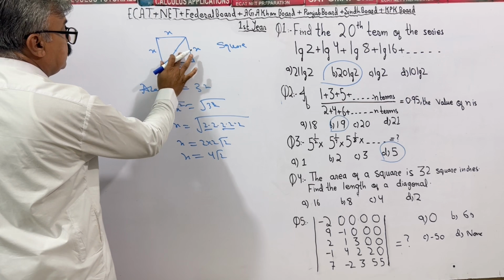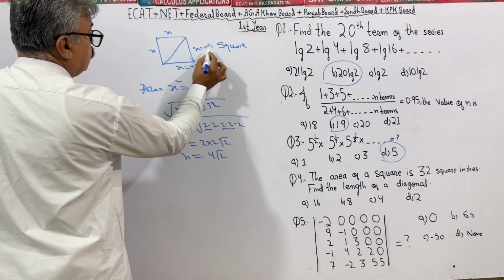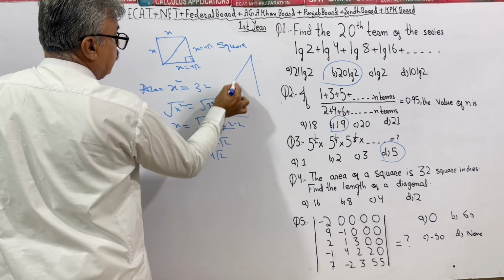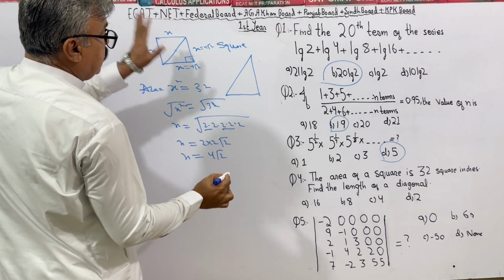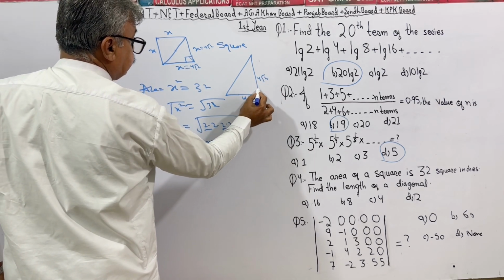Now our x is 4 under root 2, this side is also 4 under root 2, this is also 4 under root 2. The angle is of 90. Taking this lower triangle, or the upper, it is the same, 4 under root 2.